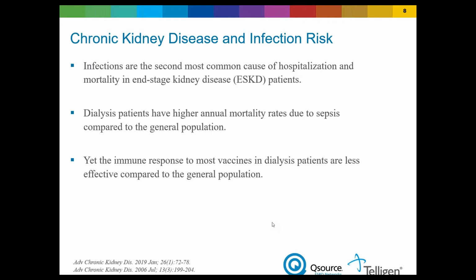So to start with, chronic kidney disease is a condition where infections are very common, and hospitalizations and mortality in end-stage kidney disease patients are second only to cardiovascular disease. Dialysis patients have higher annual mortality rates due to sepsis compared to the overall general population. Yet, there is a barrier to infection control due to reduced immune response to most vaccines in dialysis patients compared to the general population.